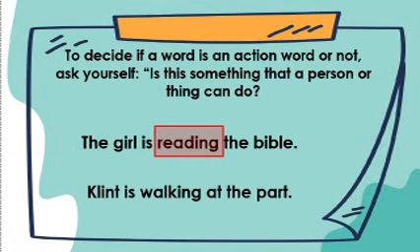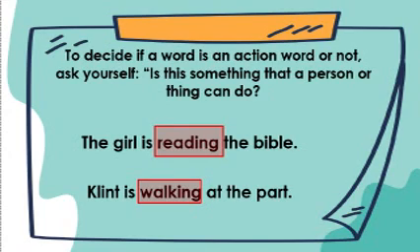Another example here is, Clint is walking at the park. Our subject here is Clint. What is Clint doing? Clint is walking. So that means walking is the action word or the verb. That is how we identify a verb in a sentence. Again, a verb is an action word.